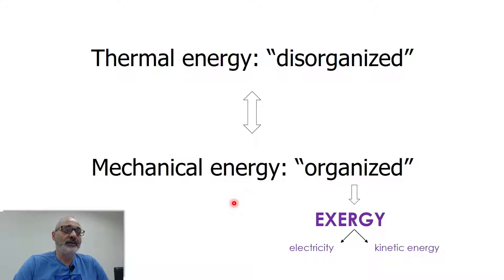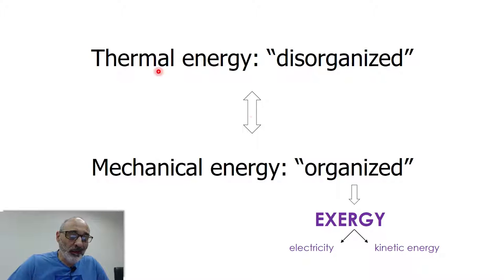Well, let's start by stating what is actually the problem, what I call the problem of converting energy from a disorganized form. Thermal energy is a disorganized form of energy. What is the problem of converting it into mechanical energy, which is a form of organized energy? And for that, we give a special name: exergy. If you're not familiar with this term, there's no problem. You can simply think of electricity or kinetic energy. Electricity for using appliances, for instance, and kinetic energy for use in the transportation sector.